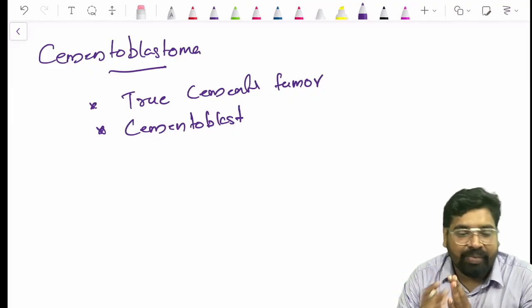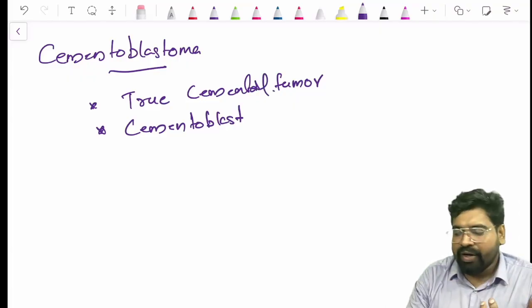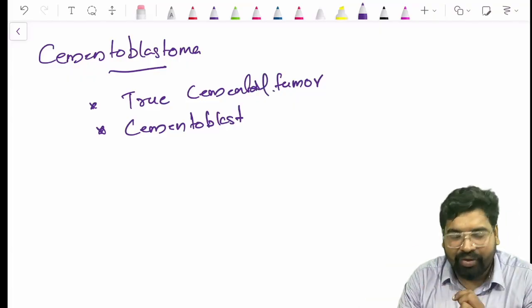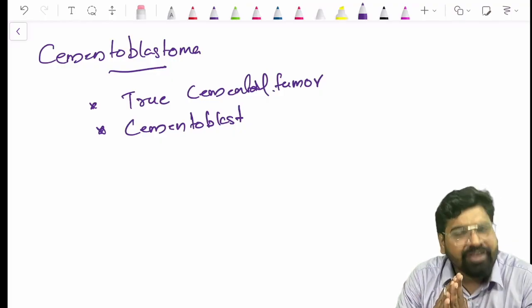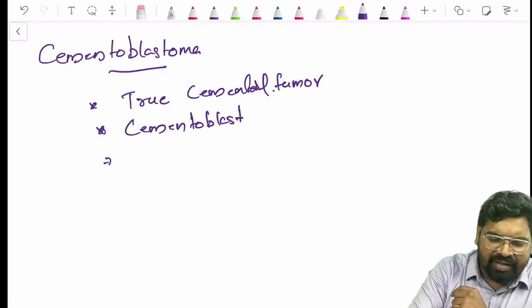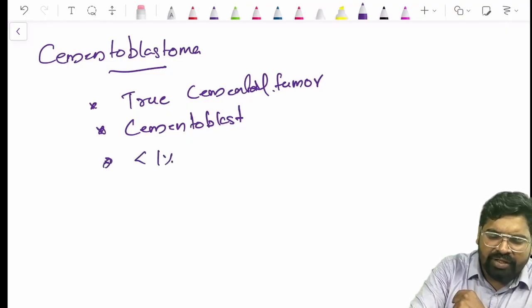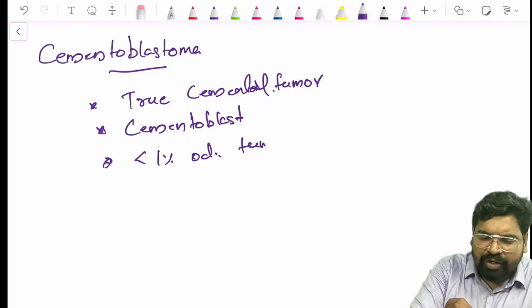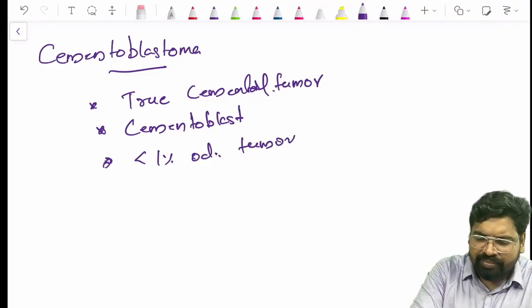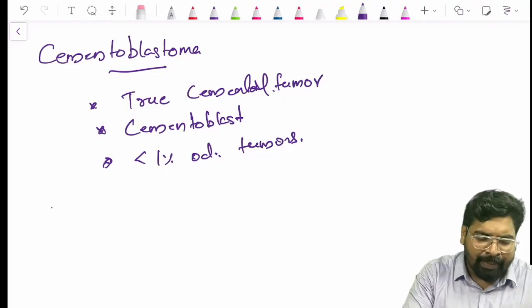Cementoblastoma is a true cemental tumor, a true tumor of your cementoblast, or a true cemental neoplasm. Now, it is very rare. Less than 1% of the odontogenic tumors are cementoblastomas. And there is a peculiarity for this.